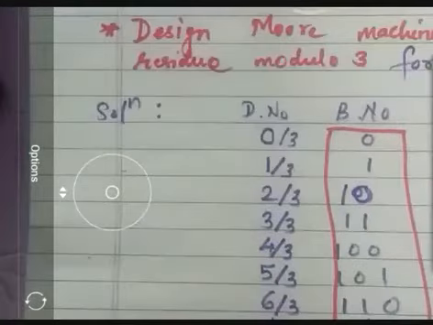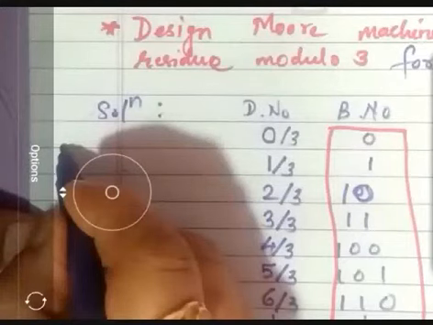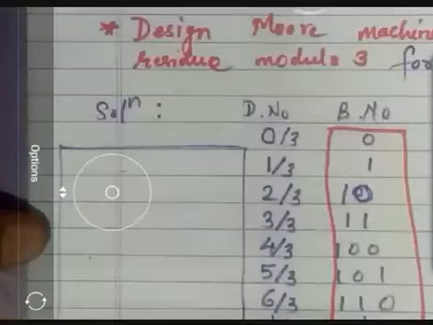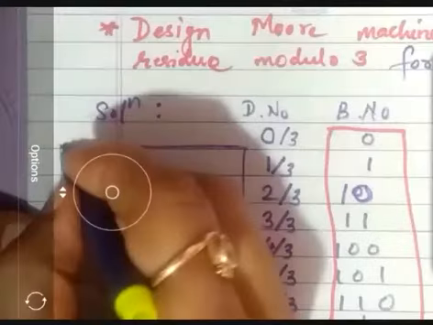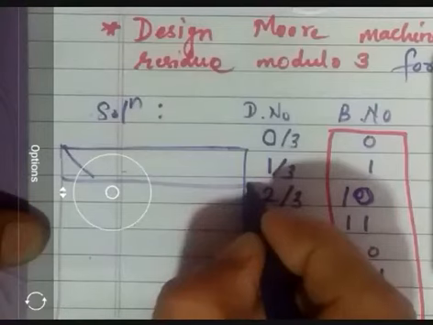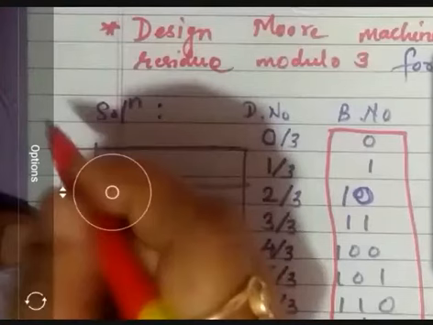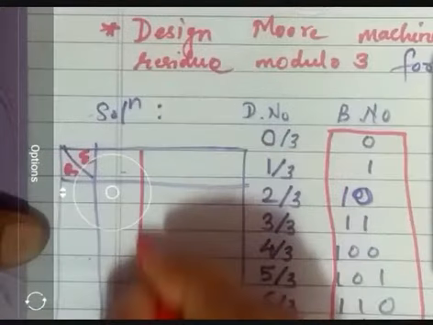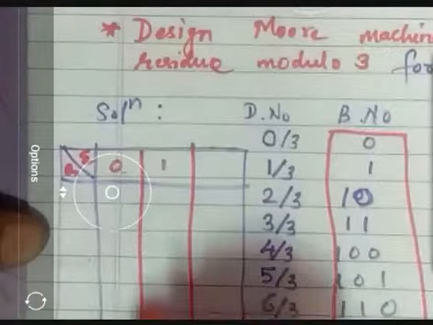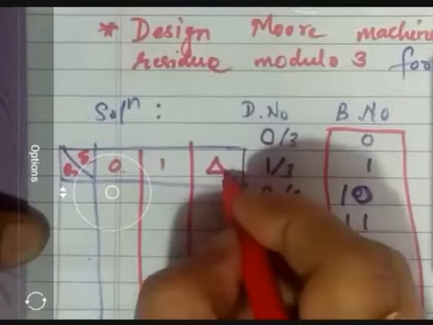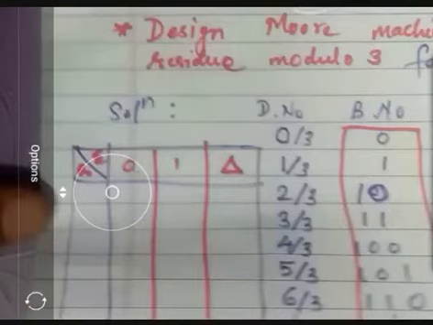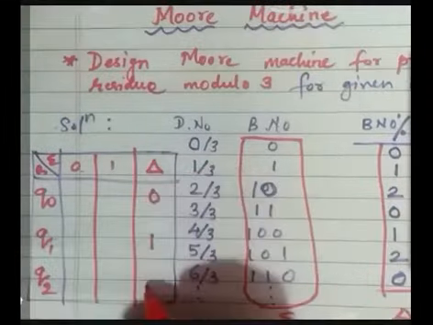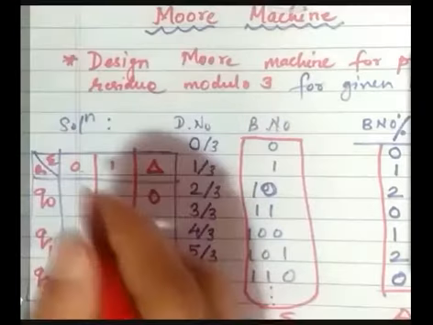So I can make here 2 tables or a single table. I am trying to represent it using a single table. In this single table, since this is a Moore machine, we can represent both things together. So my input is 0 and 1, and my output is one column. Delta: how many states are there associated with this? 0, 1 and 2. Now we have to fill this table.